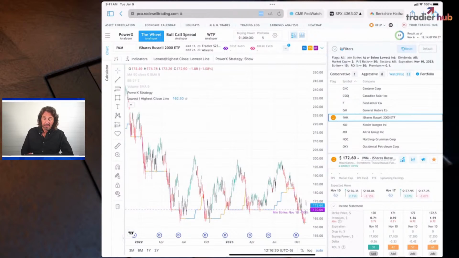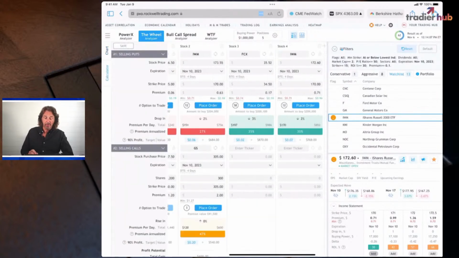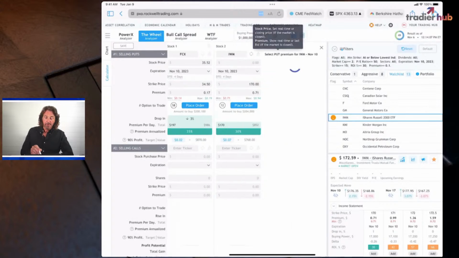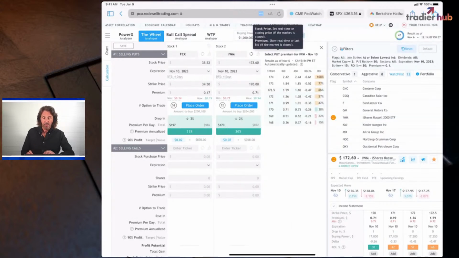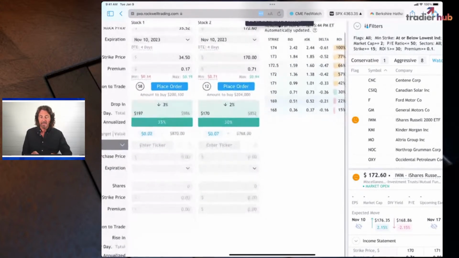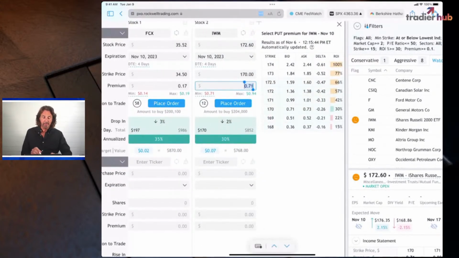Well, let's take a look at this and actually look at the calculator. And I'm going to remove a few other columns here. This way we can compare these two and see what we want to trade. First of all, I'm taking a look at the real-time quotes just to make sure. For the 170, it's trading bid ask 71 by 73, so I could probably get 72.